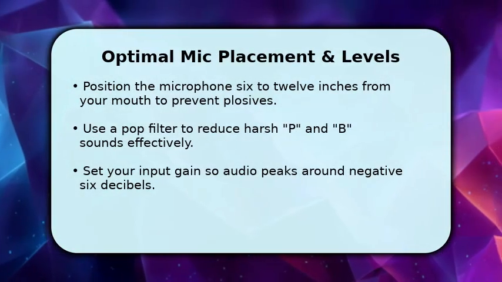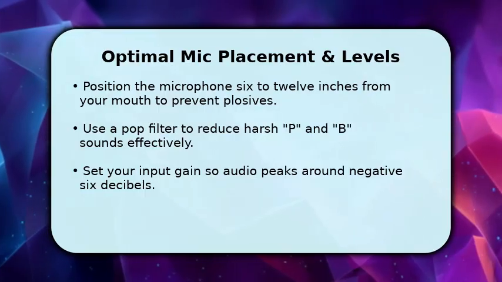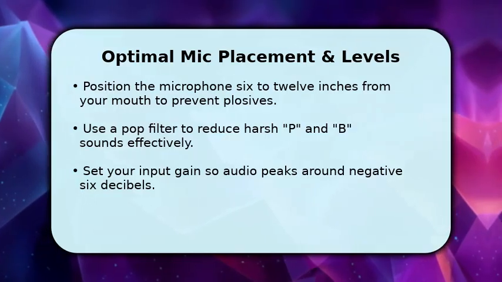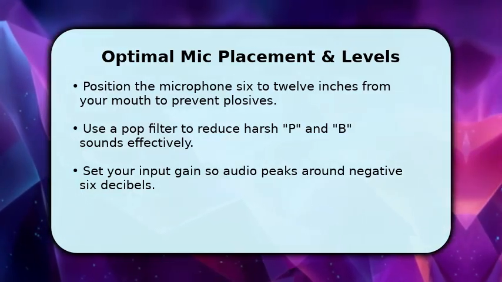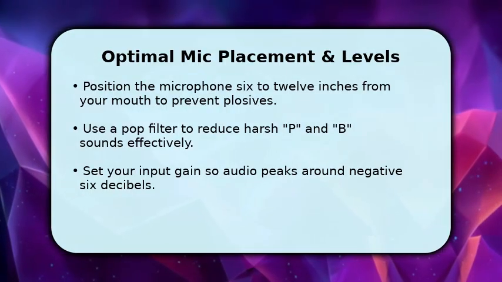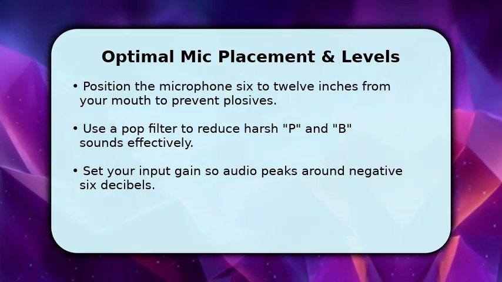Now let's focus on microphone technique and audio levels. Place your microphone about 6 to 12 inches from your mouth. This distance helps prevent harsh plosive sounds. Always use a pop filter. It's a simple but effective tool for reducing those sharp P and B sounds.